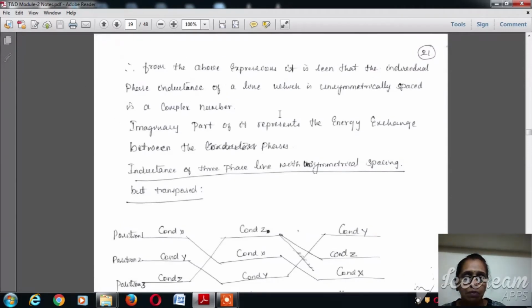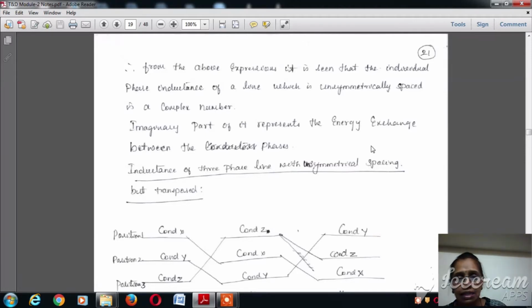From the above expression, it is seen that the individual phase inductance of the line, which is unsymmetrically spaced, is going to give us a complex number. The imaginary part of it represents the energy exchange between the two conductors. So in here it is the two phases. So the imaginary part represents the energy exchange between the two phases.